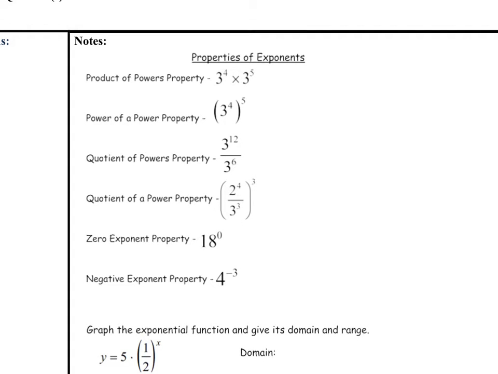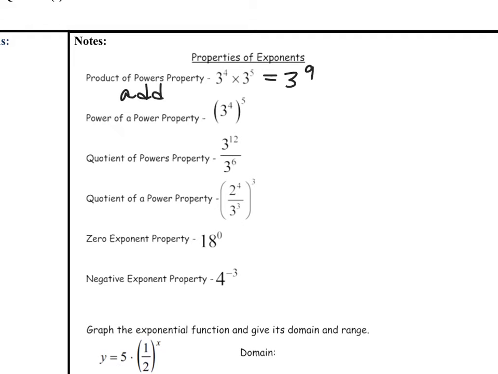Product of powers. So if I have the same base in multiplication, do you remember what I do with my exponents, guys? Add. Okay. So it's 3 to the 9th. Base stays the same.